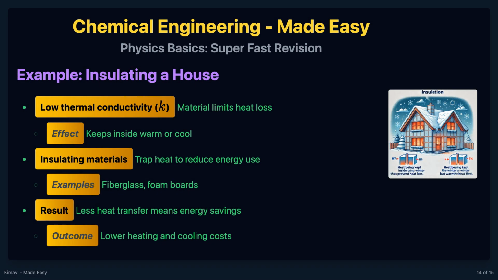When insulating a house, materials with low thermal conductivity, denoted as K, are used to reduce heat loss through conduction. This helps keep the house warm in winter and cool in summer.